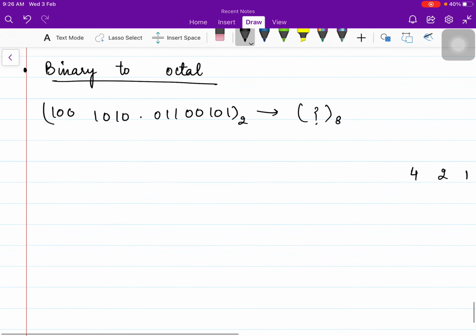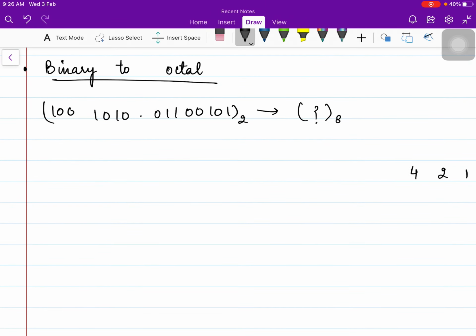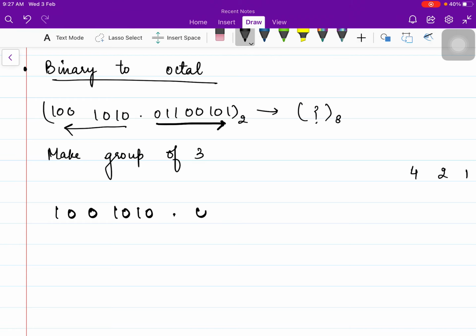4 plus 2, 6 plus 1, 7. 7 is the maximum number that you will find for each digit in the case of octal system. So you will be using here set 4, 2, 1 and you will be making groups of 3 instead of groups of 4. Directions will be the same. For the whole number, it will be from right to left, and after the decimal, it will be from left to right. So following the same process, I will again write the combinations, and now we'll start making the groups.